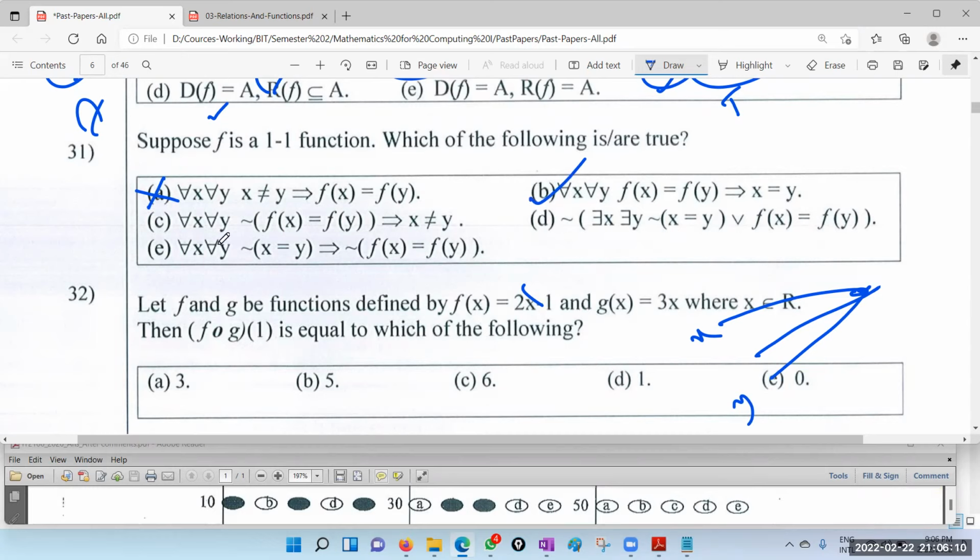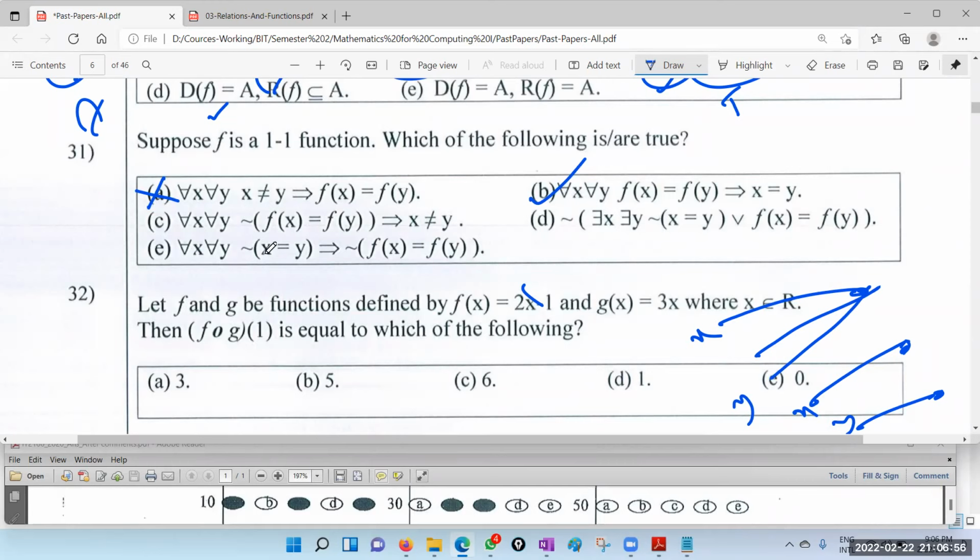Then this one, for all x, all y, whenever fx is not equal to fy. So that is, fx is going there, fy is going there, right? Now fx is not equal to fy. It implies x and y are also not the same. If fx and fy are not the same, that means x and y are also not the same. What about this? If fx and fy are not the same, your x and y also must not be the same.